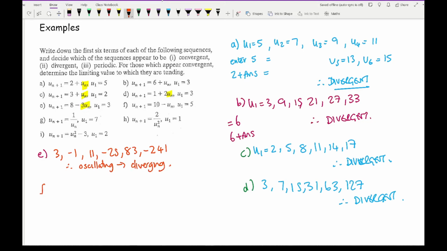Then in terms of F, here I've got 10 take away un where u1 equals 5. So all I've got to do there is just substitute the numbers in. So here I've got 5 and then I end up with 5 again, then 5, then 5, then 5, and then 5 again. And this sequence we can then say is going to be converging to 5. And again, you could say that this is periodic with a period of 1.